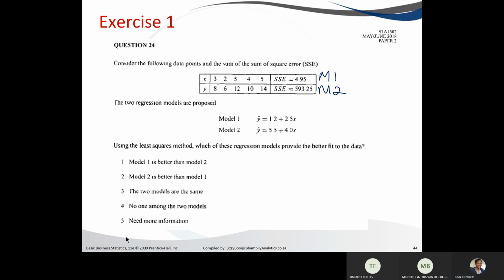Okay. So you see, number 1 is correct, because model 1 has an SSE of 4.95 and model 2 has an SSE of 593.25, which makes model 1 the best model to fit the data.